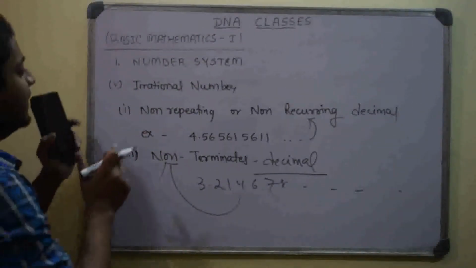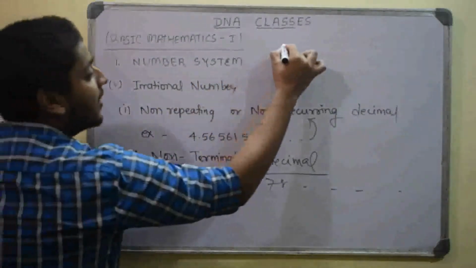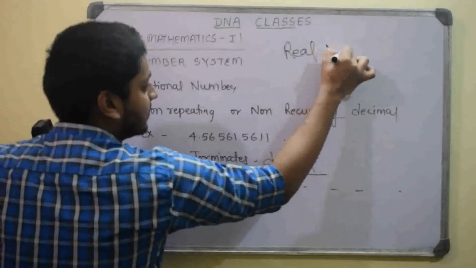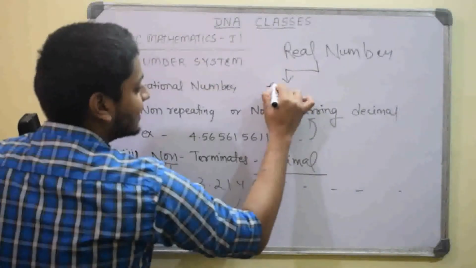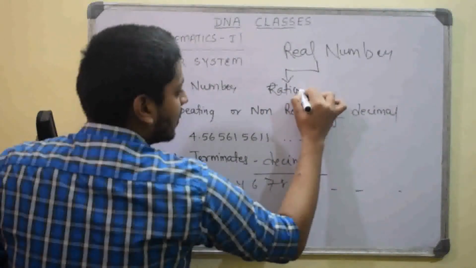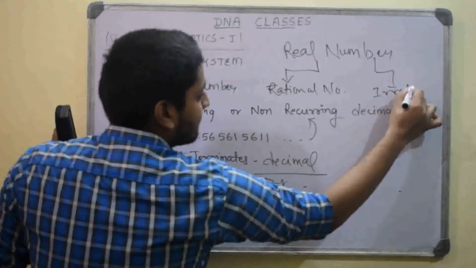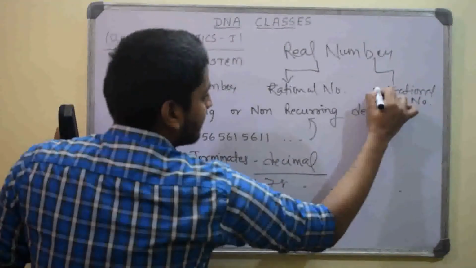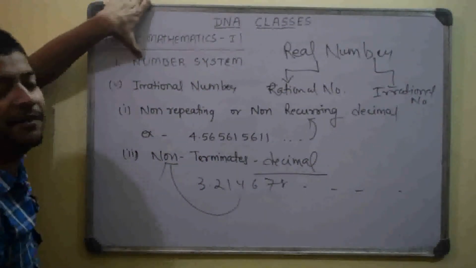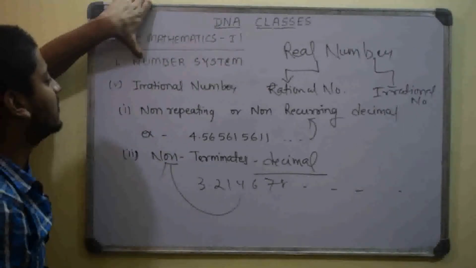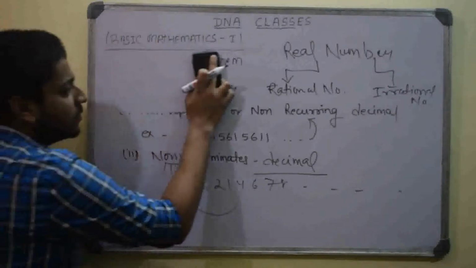One more thing, rational numbers and irrational numbers together form the real numbers. In real numbers both of them come, rational numbers and irrational numbers. So the first part of basic mathematics 1 is done, number system. We will move on to the second part, that is Pythagoras Theorem. So we will see Pythagoras Theorem now.